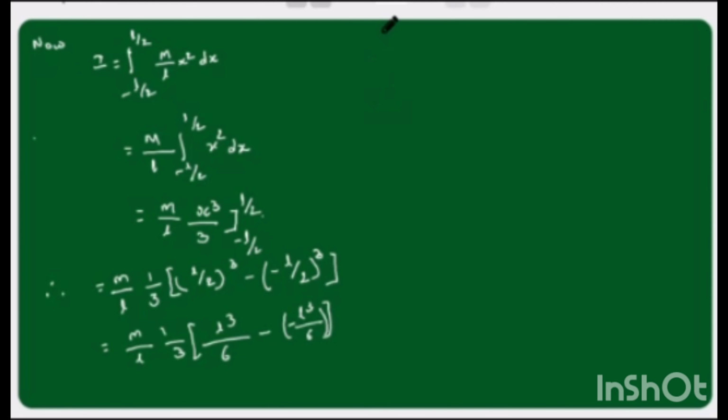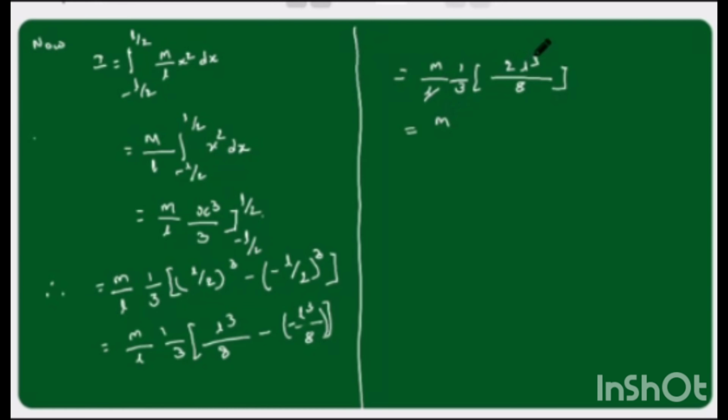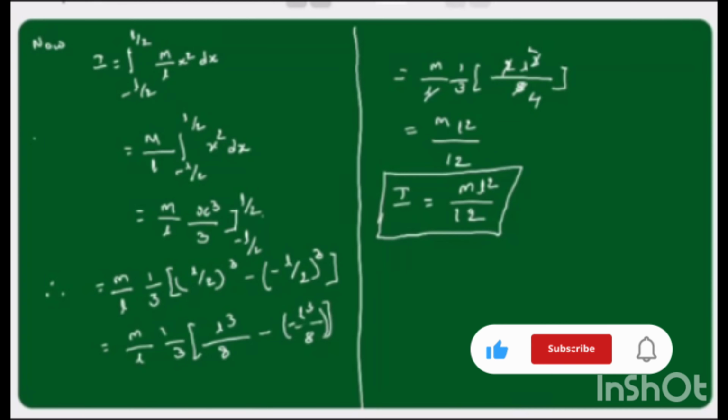After substituting and simplifying the equation, we will get M by L into 1 by 3. So cancel the terms which are cancelling. 2 ones are 2, 4 twos are 8. So we will get ML square by 12.